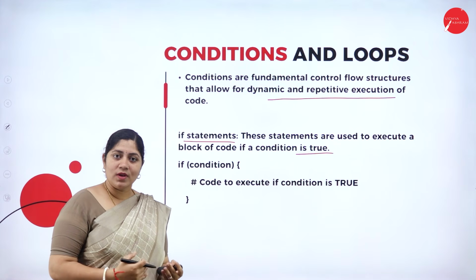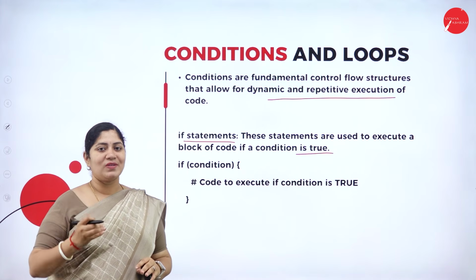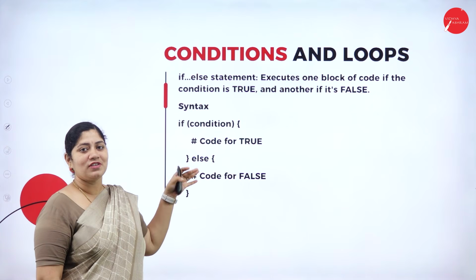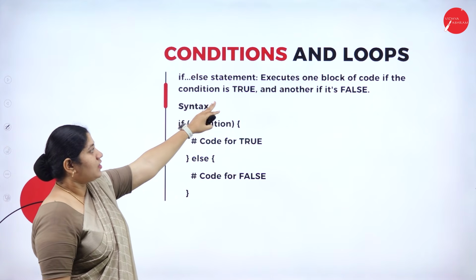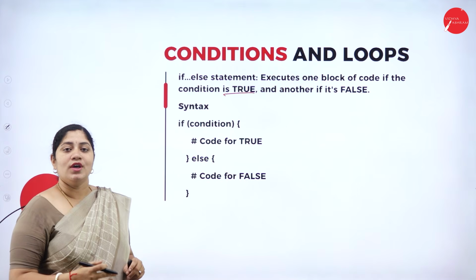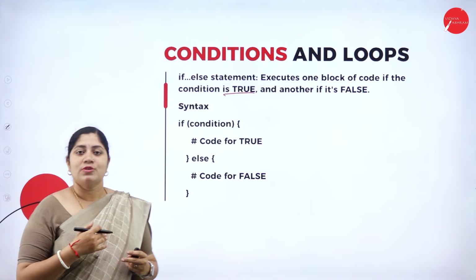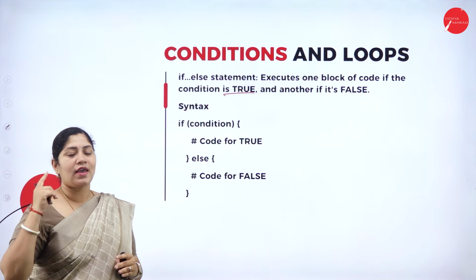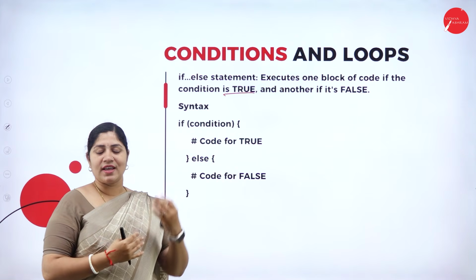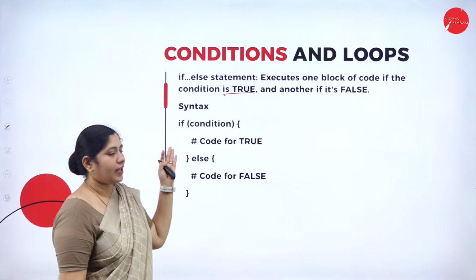Now, we know that only if it is true, then my code will work. What if we have both true and false conditions? That's exactly none other than the if-else statement, or we can say the if-else condition. We can see here it executes one block of code if the condition is true, and it will execute one more block only if the condition is false. So if I have only one condition, then I can go with the if statement. If I am having both conditions, true and false, then I can directly go with the if-else statement. Now, let's see the syntax over here.